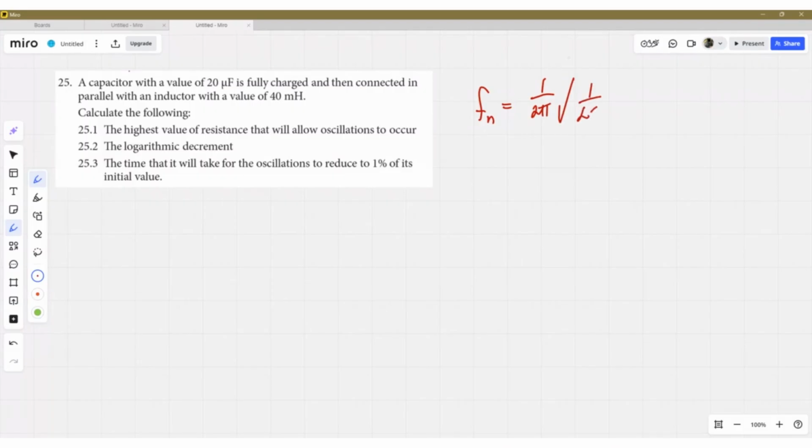1 over LC minus R squared over 4L squared, if I remember correctly. All right, so for the system to be critically damped, R squared over 4L squared needs to be equal to 1 over LC. So we want to calculate that resistance value. Basically we're working with 25.1 here, so we manipulate this formula a little bit.